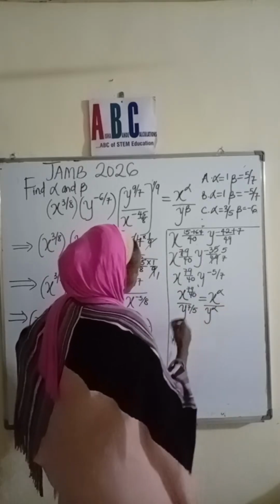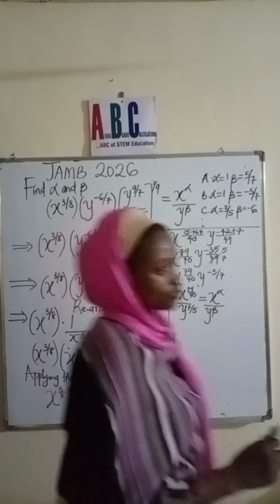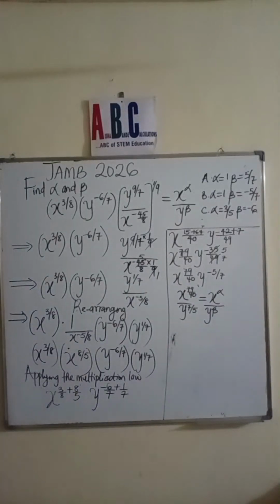So it seems there's a mistake somewhere. Let me check the comment section. Maybe our audience can identify the mistake. I can see somebody saying the solution is not correct. Something is wrong somewhere. Yes, alpha is not there, and the answer for beta is not even there. What we have is minus 5 over 7, and what else we have so far is 7 over 5.